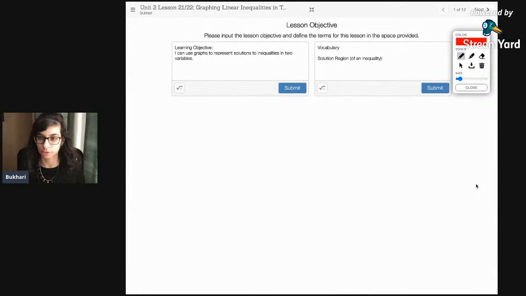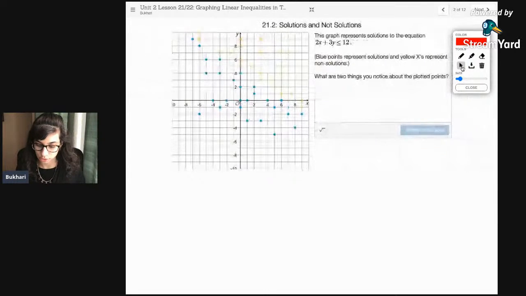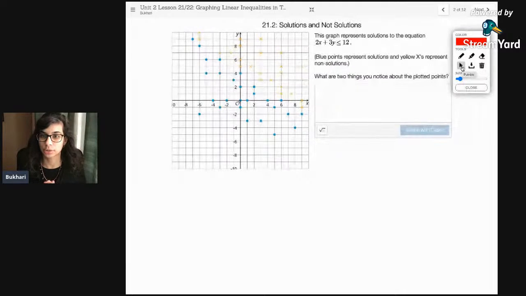So today we're talking about what it looks like graphically. And so our first activity is to observe what solutions look like. And so I want you to take a second. What are two things you notice about the plotted points? And what do you see? Remember, don't just give me that there are blue dots and yellow X's, right? I want more in depth. What do you see here? What do you observe? What would happen if I extended up and to the right, or extended down and to the left, right? Would they be blue points or would they be yellow X's?